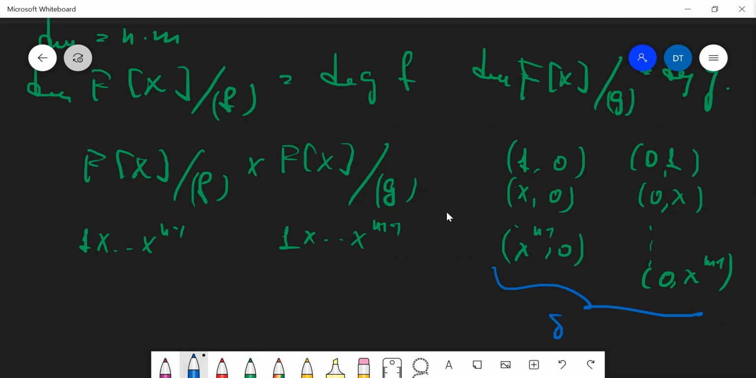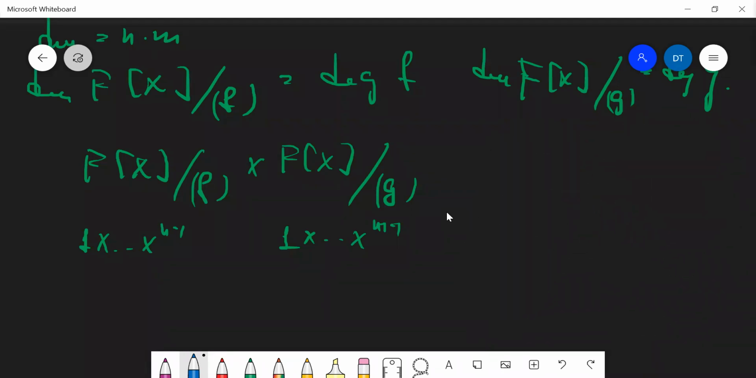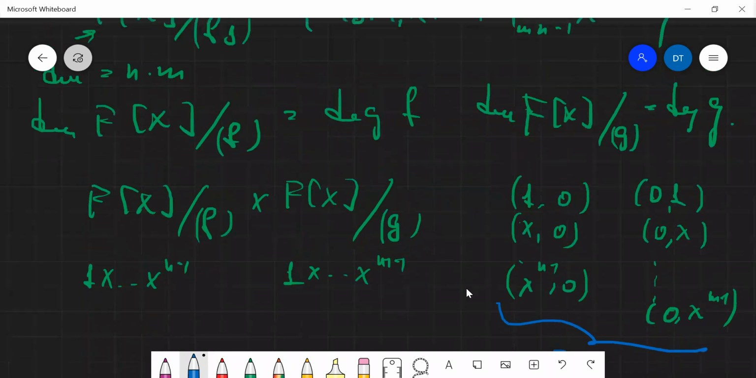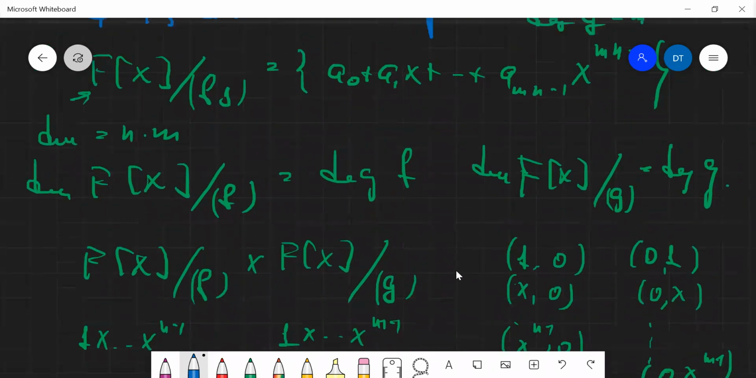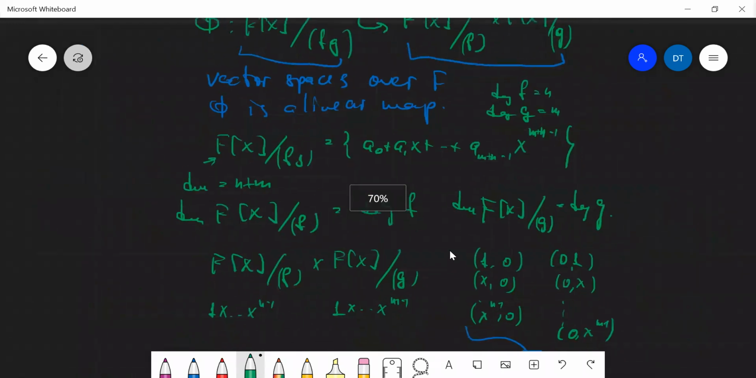Oh, I'm sorry, I'm doing it wrong. What I did wrong here: the degree of f times g is not m times n, it is m plus n. That was my bad. So okay, let me go again.